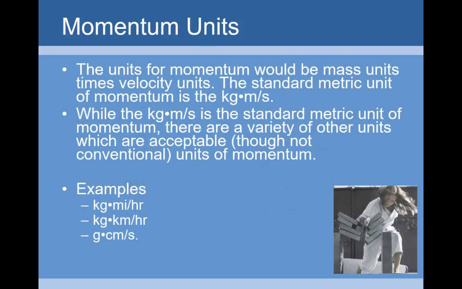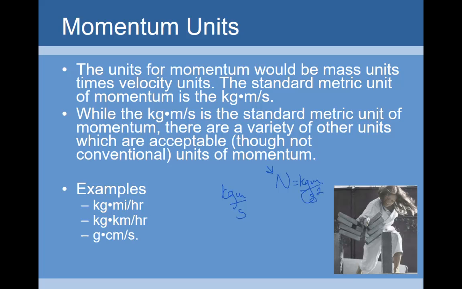There are plenty of others. We could use kilogram miles per hour, kilogram kilometers per hour, or gram centimeters per second. These are all momentum units. But the standard one that we want to focus on once again is the kilogram meter per second. The reason for that is if we think about the units related to newtons, remember a newton is a kilogram meter per second squared. We want these units to be consistent so that we can use our standard units in terms of newtons and in terms of joules.